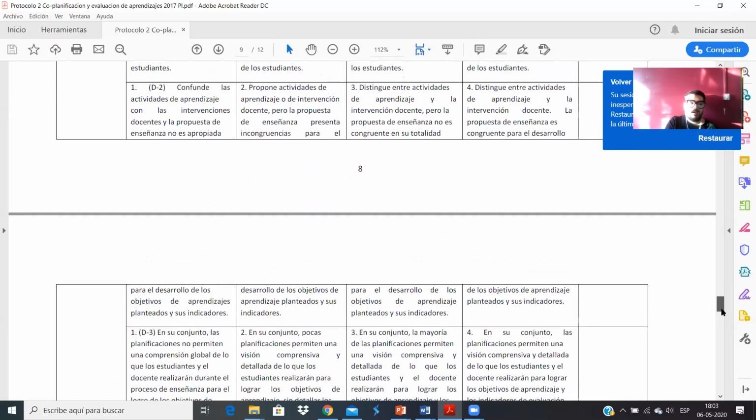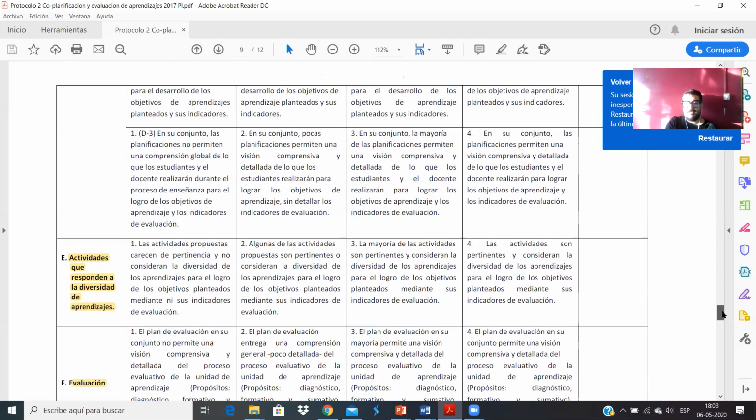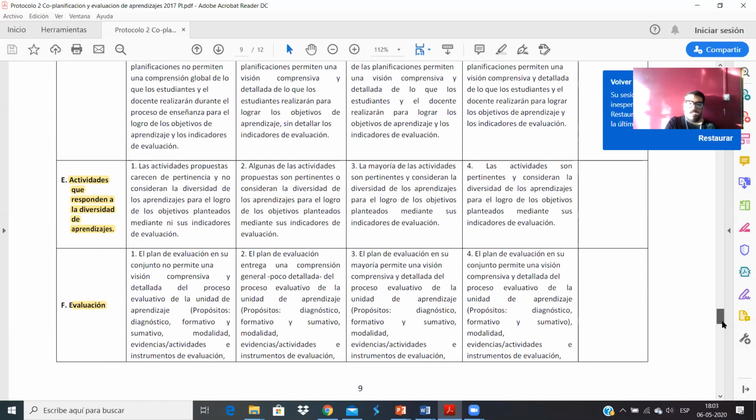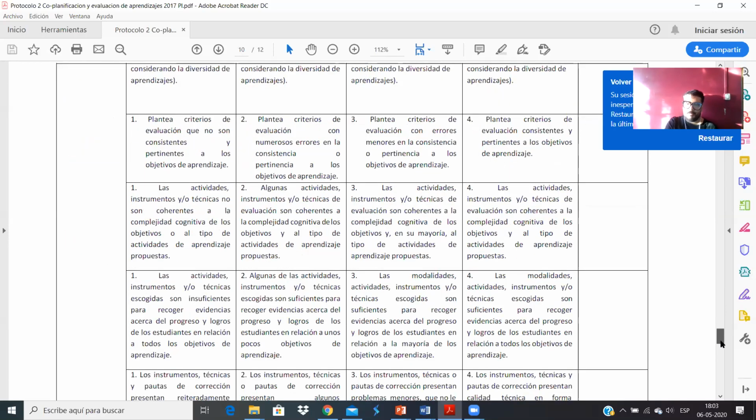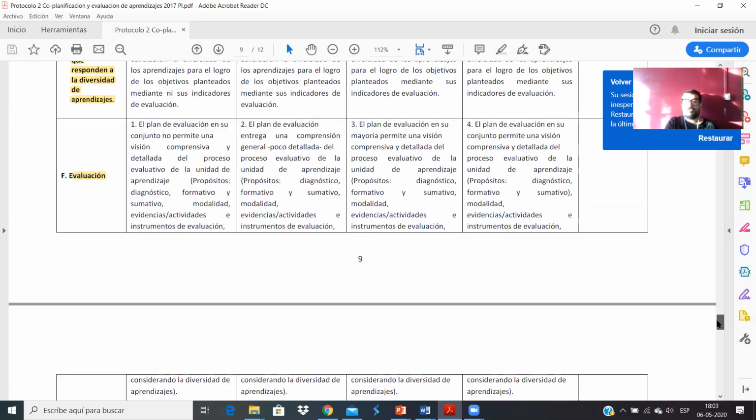Yes. And actividades que responden a la diversidad de aprendizaje. Las actividades son pertinentes y consideran la diversidad de los aprendizajes para el logro de los objetivos planteados mediante su indicador de evaluación. And evaluation. Evaluation is the one that has the most points. So you have to create an evaluation plan. The evaluation plan can be either summative or formative.